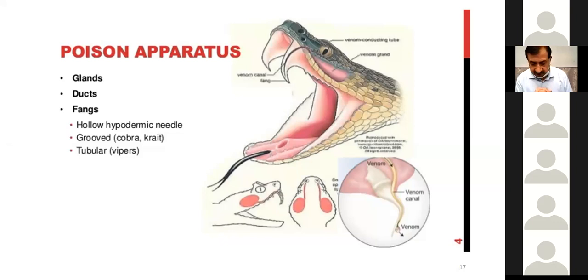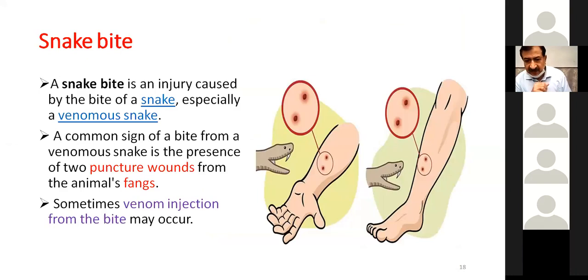Snake bite. Look at the picture and see the fang marks on the feet and the forearm of the person. A snake bite is a very dangerous bite of a snake, especially a venomous snake. A common sign of the bite from a venomous snake is the presence of two puncture wounds from the animal's fangs. These are caused by the fangs. Sometimes venom injection from the bite may occur.